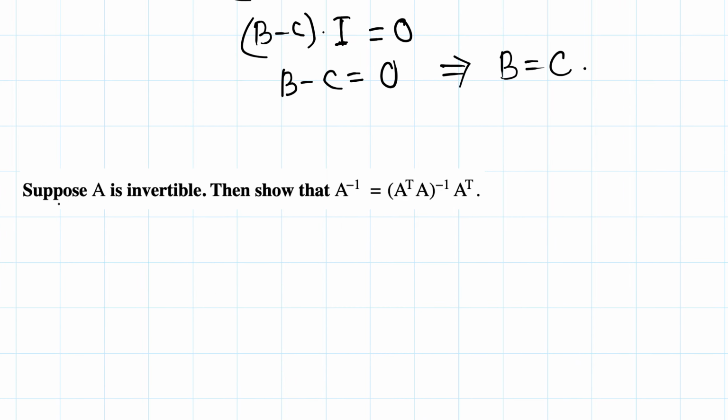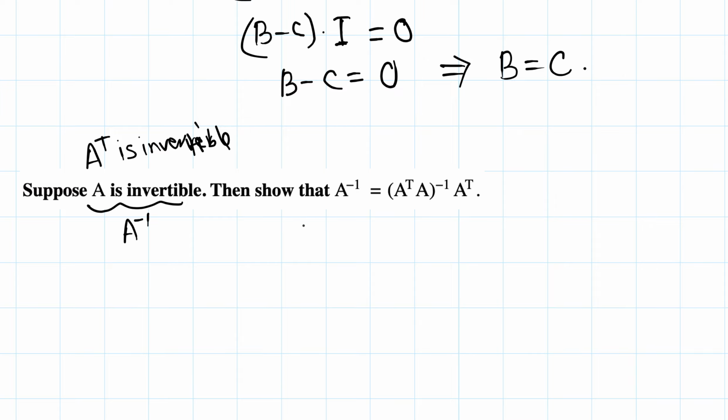Another problem here. Suppose A is invertible, that means A inverse exists. Show that A inverse is the same as this one, A transpose times A times A transpose, inverse. We know that when A is invertible, A transpose is also invertible. That means A transpose inverse also exists. And when A is invertible, A times A transpose is also invertible. We need to show A inverse equals this one.